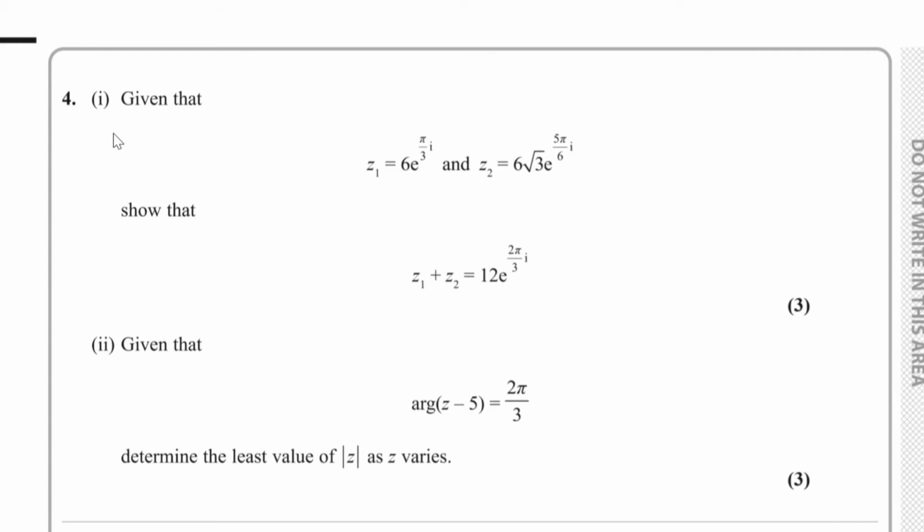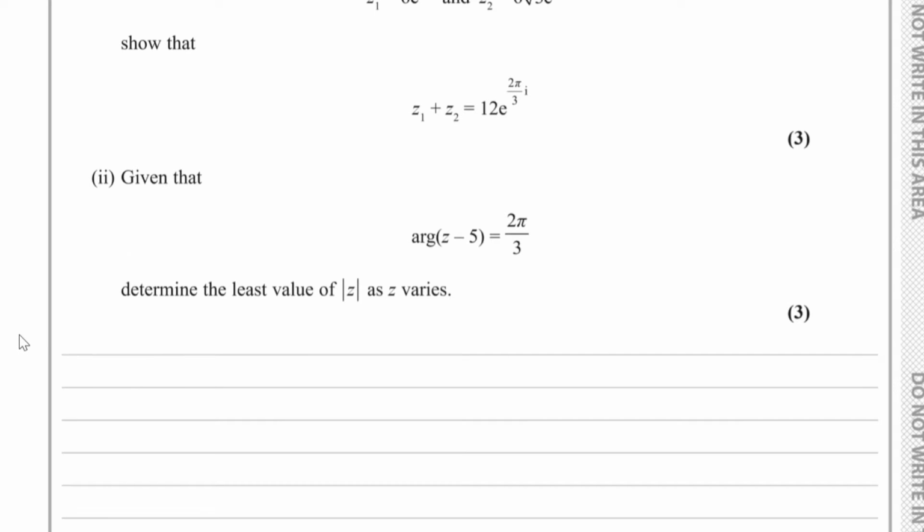Question number 4. For the first part, given that z1 equals 6e to the pi i over 3 and z2 equals 6 root 3 e to the 5 pi i over 6, we have to show that z1 plus z2 equals 12e to the 2 pi i over 3. For the first part of the question, we are given that z1 equals 6e to the pi i over 3.